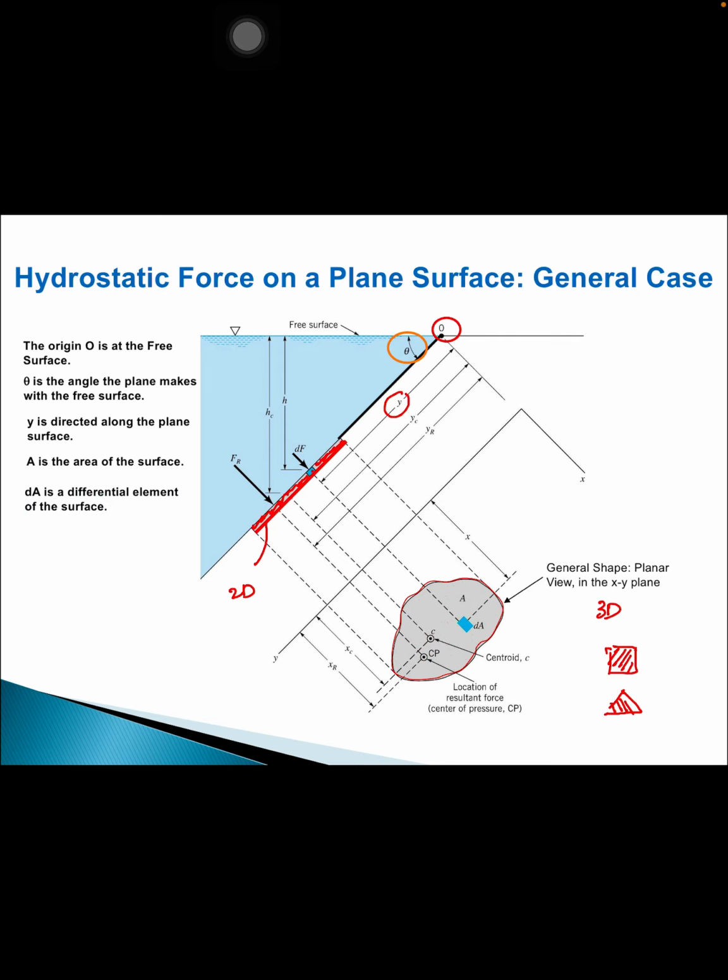Next, dA is a differential element of the surface, if we have to calculate at a certain area only. The same goes for dF, the force acting on the differential element. Then C is the centroid. Where is your centroid? Here is your centroid. What does centroid mean? Centroid means the center of the object.